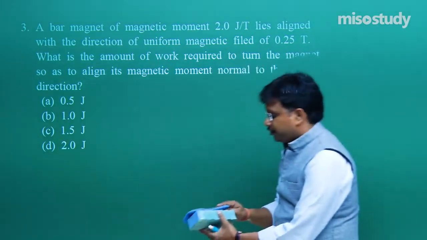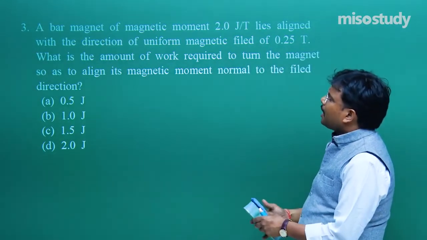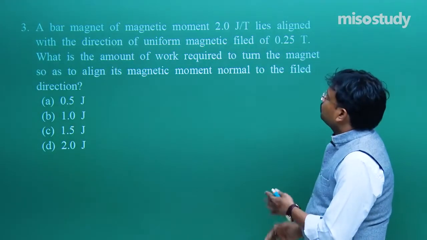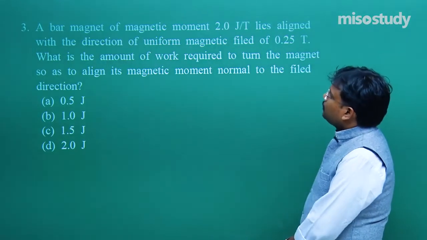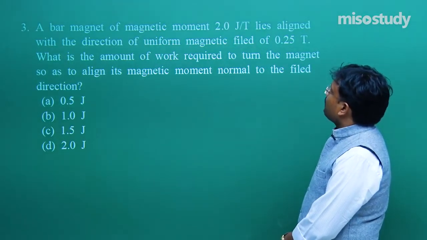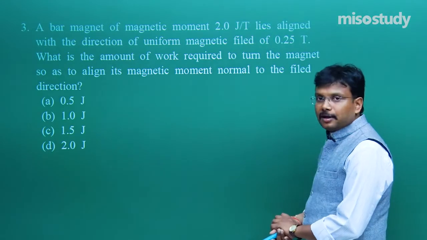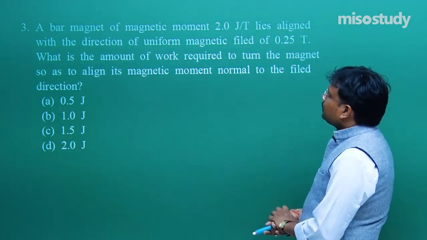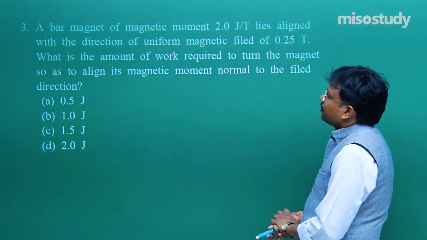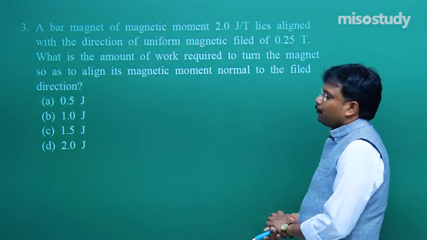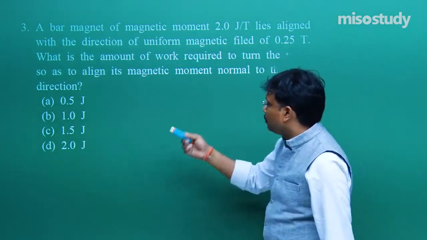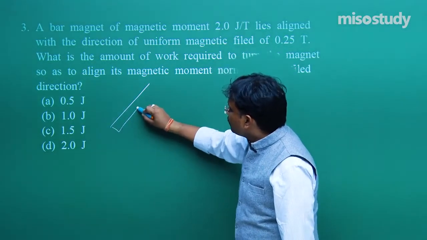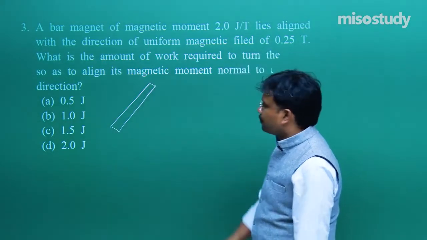And in this question, a bar magnet of magnetic moment 2.0 lies aligned with the direction of a uniform magnetic field of 0.25 Tesla. What is the amount of work required to turn the magnet so as to align its magnetic moment normal to the field direction? Bar magnet.